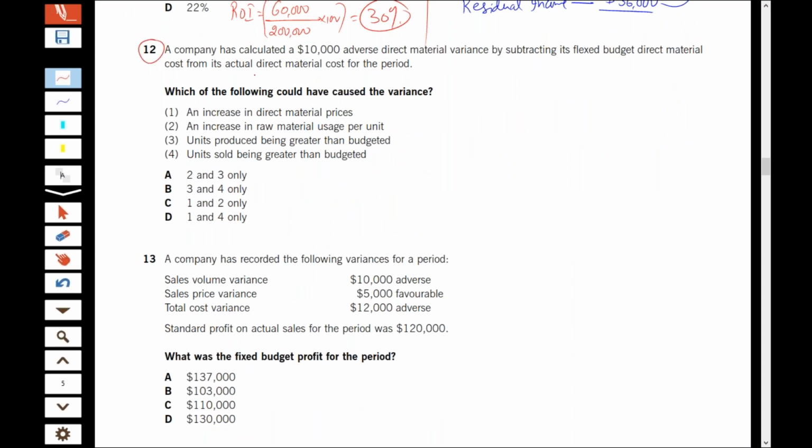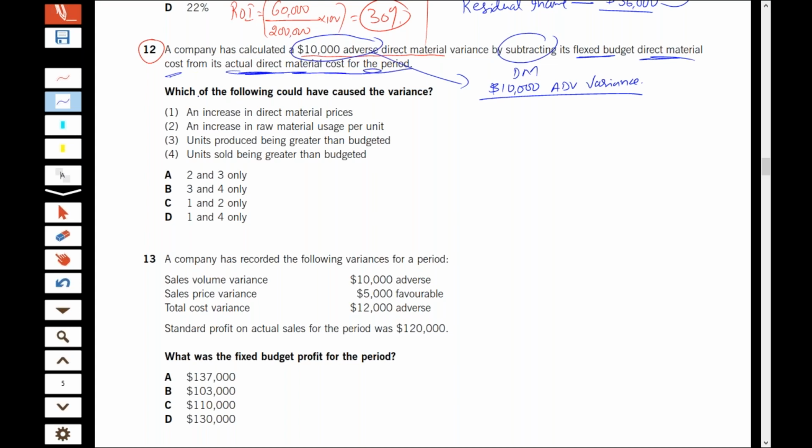Question number 12. A company has calculated a $10,000 adverse direct material variance by subtracting flex budget direct material cost from actual direct material cost for the period. Which of the following could have caused the variance? Cause means the reason for this adverse variance. Just read all these four options.